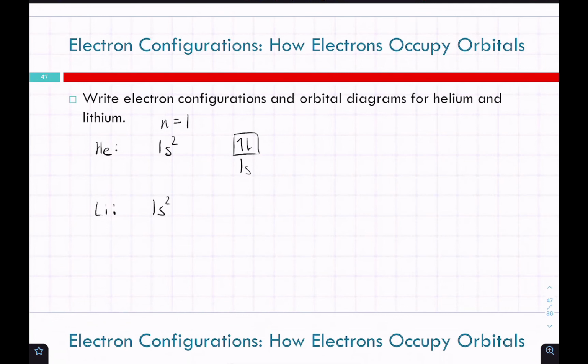And then what's the next orbital? Almost. It's in the second row. We can only put 2 electrons here. So in the second row, we move from 1s to 2s. And so we've already placed 2 of lithium's 3 electrons, so we only have 1 more electron to place in the 2s orbital.